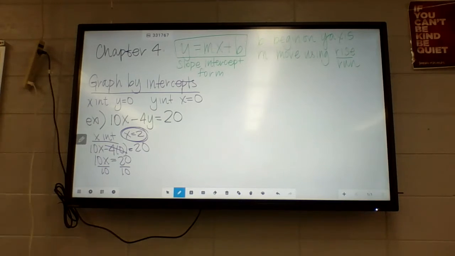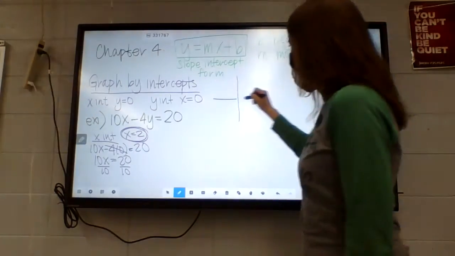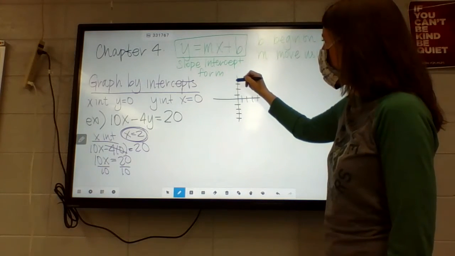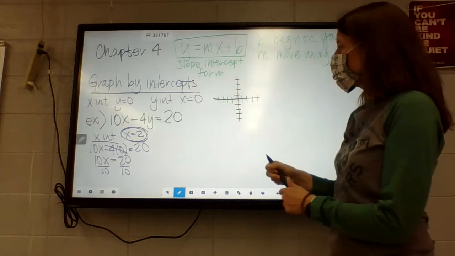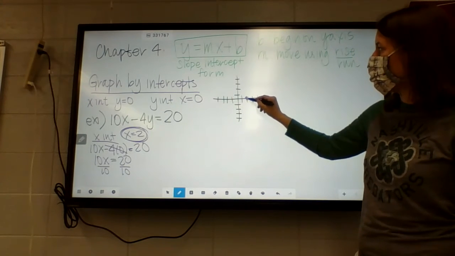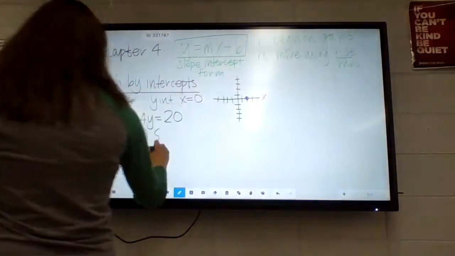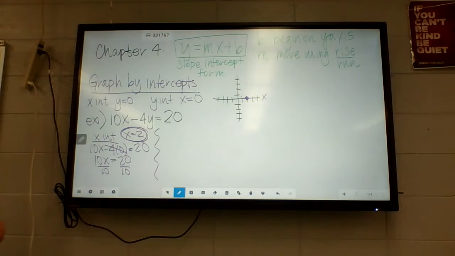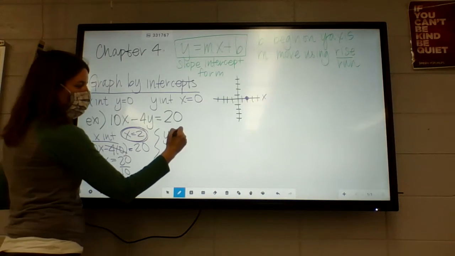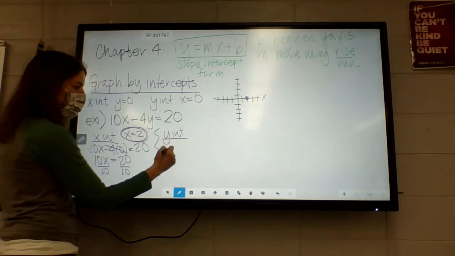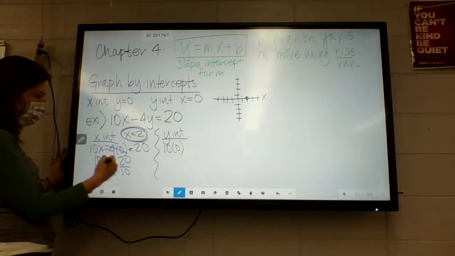And if you want to do a little sketch here, x is 2, so I'm going to put a dot on my x-axis at 2. Then I'm going to figure out my y-intercept. And you do have to do this on the review for the exam, so hopefully you have that little bit of practice. Now I'm putting 0 in for the x.